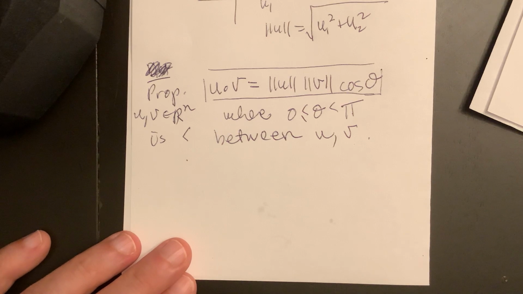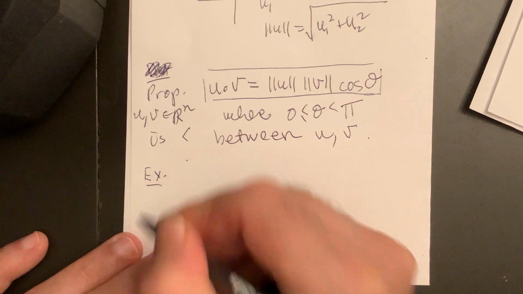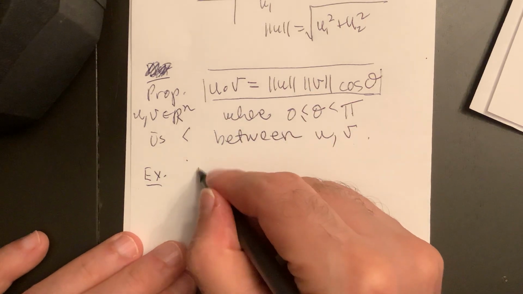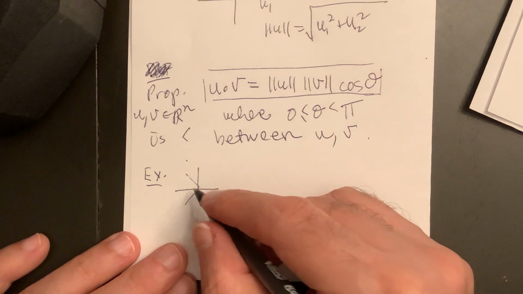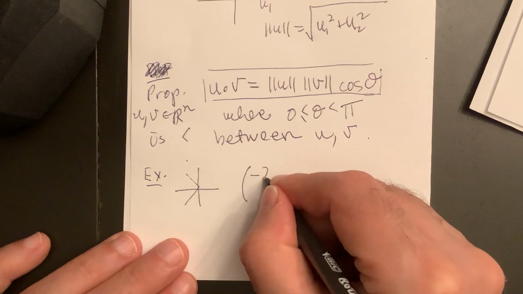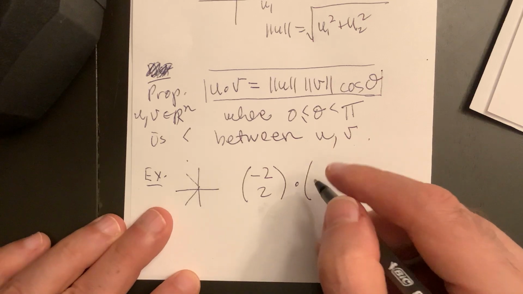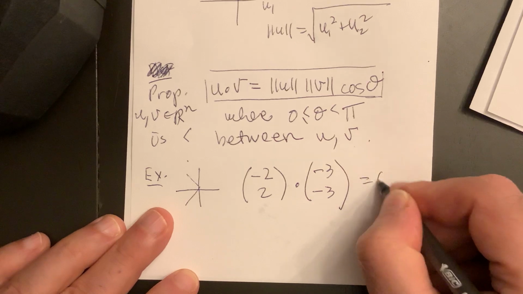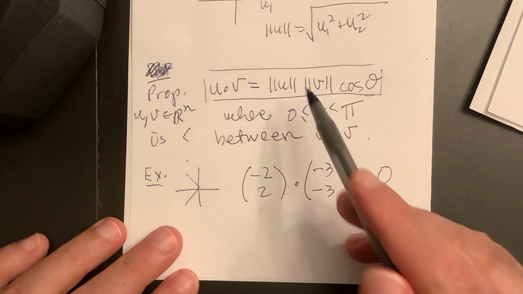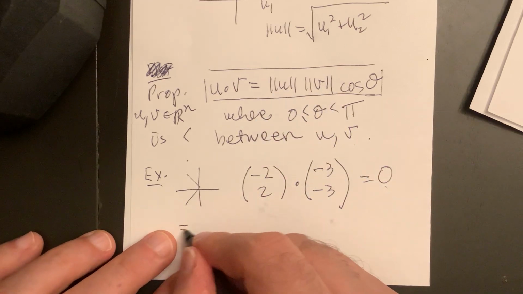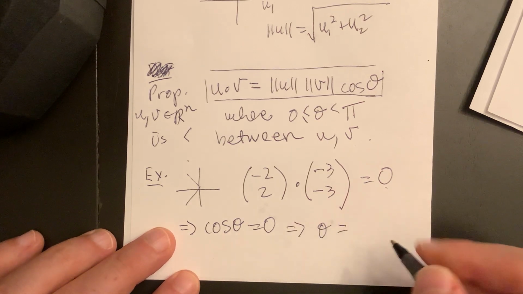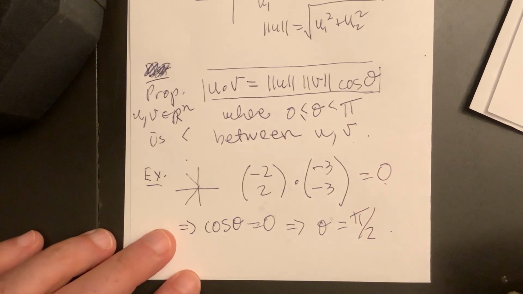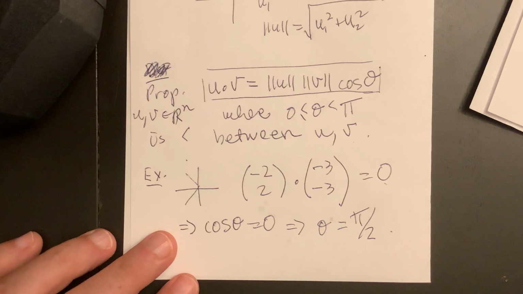Suppose there's some example. For one thing, you can see if they're right angles, like say we have R2, and I have this one and this one. So say I have (-2, 2) dotted with, let's say, (-3, -3). This is 0, right? So U dot V is 0. Well, the lengths aren't 0, of course. So this implies cos theta has to be 0. And because theta is between 0 and pi, this implies theta equals 90 degrees.